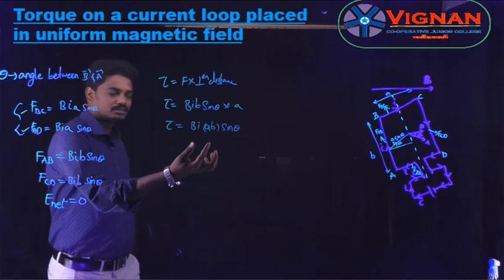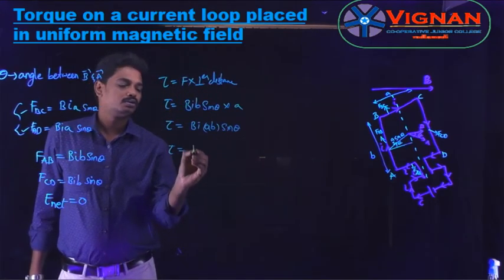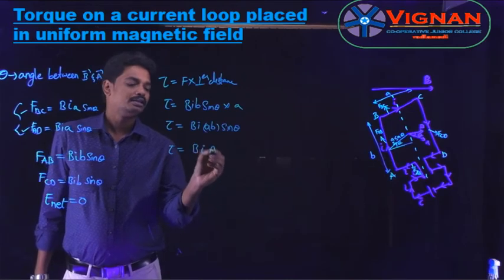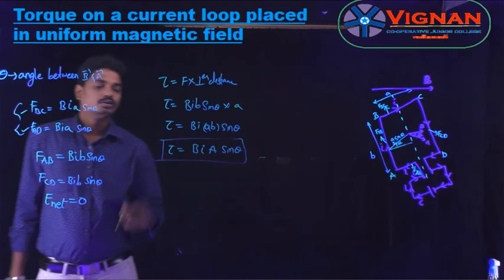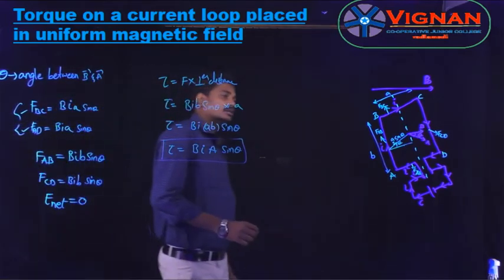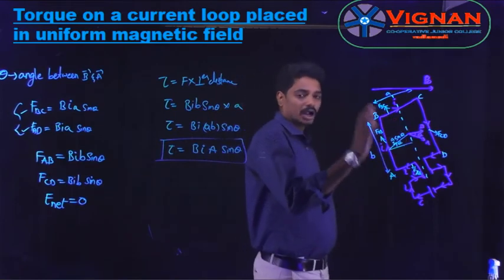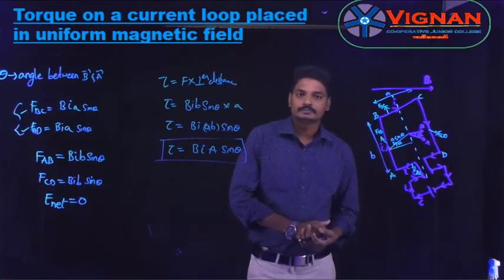Here AB is nothing but the area of the rectangular loop. So torque tau is equal to BIA sin theta, where theta is the angle between the uniform magnetic field and the normal to the plane of the rectangular loop.